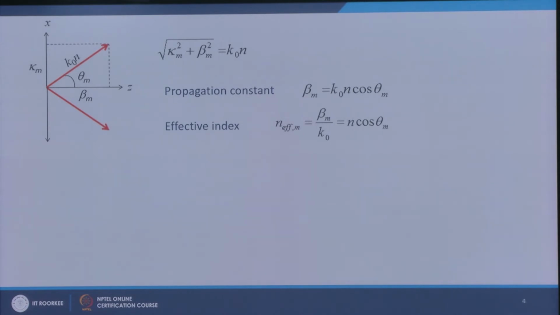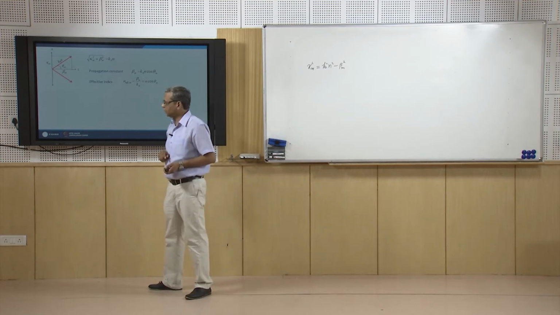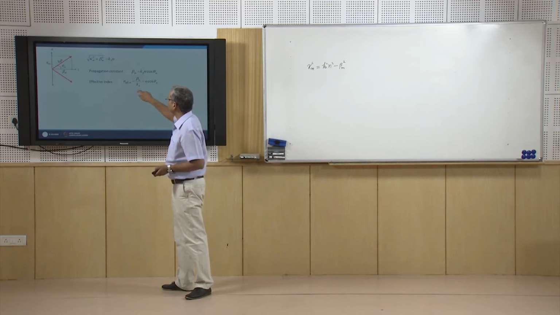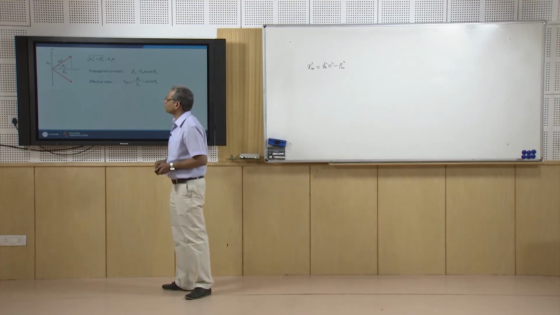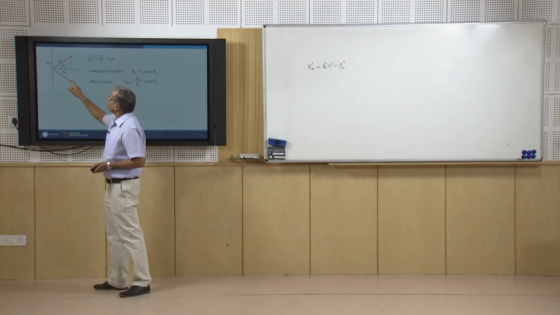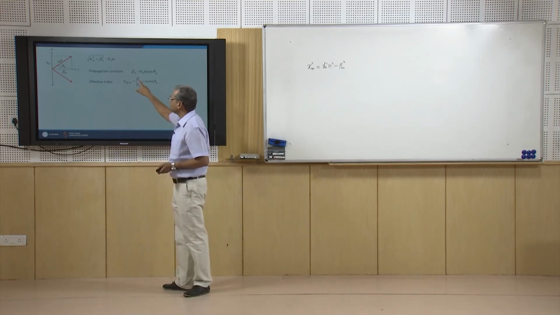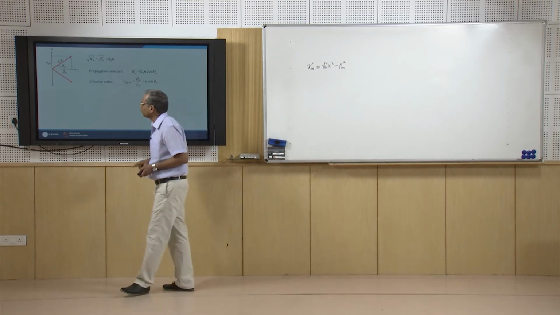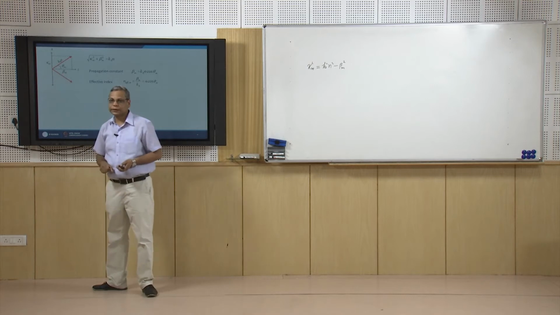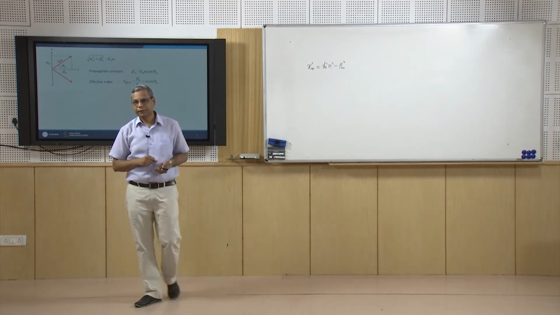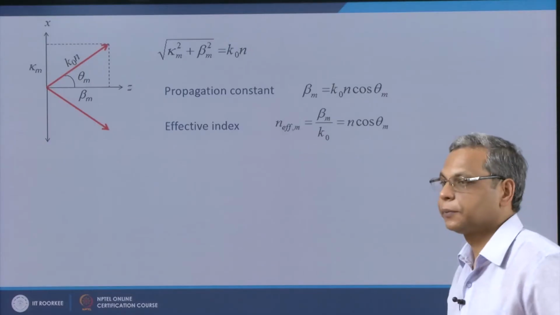I can now find out the effective refractive index, or effective index, of a given mode by beta m over k naught, which is nothing but k n cos theta m. So for every mode I have a different beta m, and therefore the angles that the constituent plane waves make with the z axis would be different, and these angles can be found out from here.